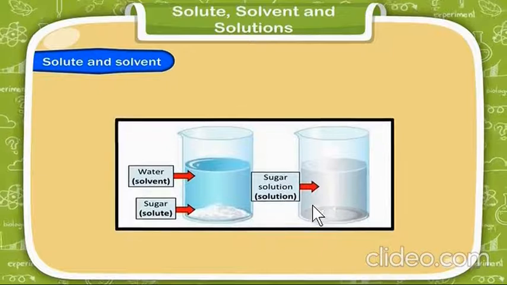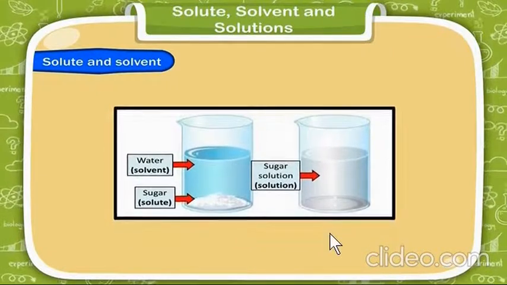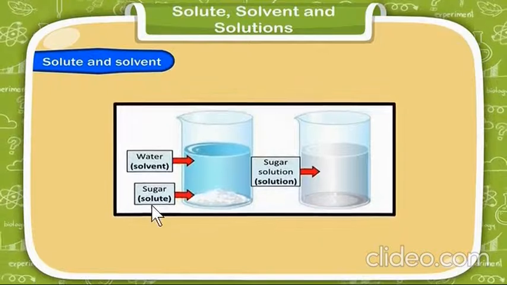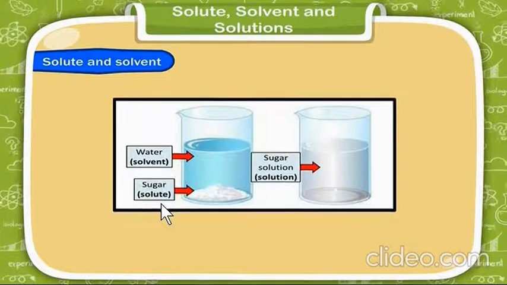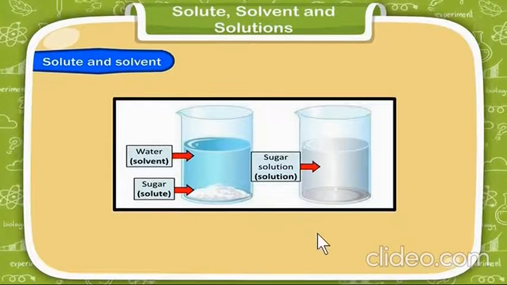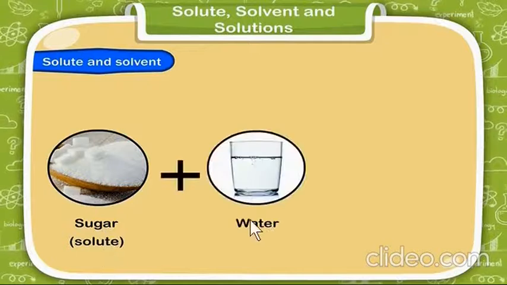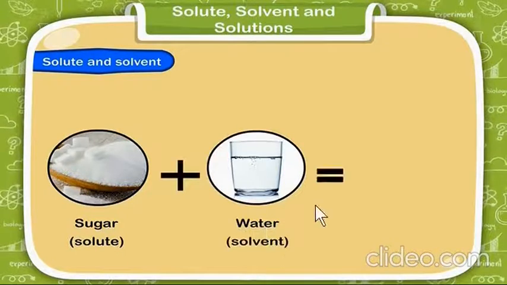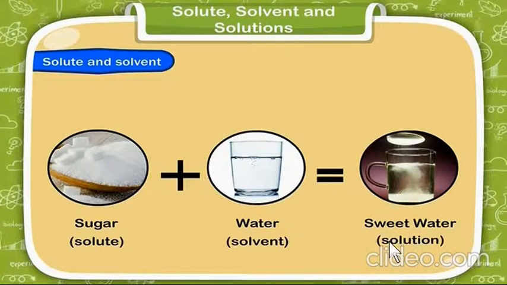For example, if you want to make sweet water, what do you have to do? You have to mix sugar in water. So sugar plus water will form a solution. Sugar is the solute, water is the solvent, and together they form sweet water, which is the solution.